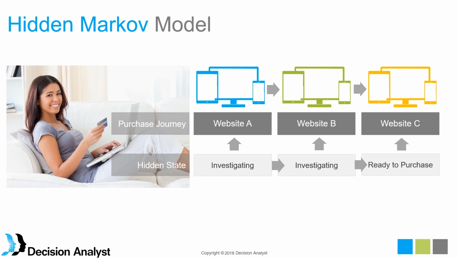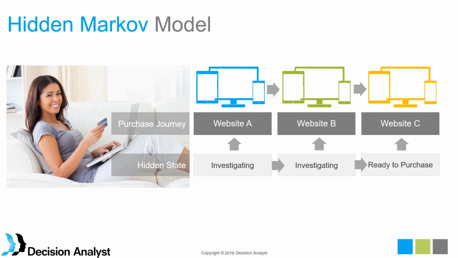The second type of model is called a hidden Markov model. In this kind of model, we're really looking for patterns in the data, and from those patterns making inferences about the state of the consumer at each point during a journey. In this example, we have 2 different states, the investigating state and the ready to purchase state. So as someone goes through the journey, in the beginning the person is in the investigating state, and then eventually gets to the ready to purchase state.